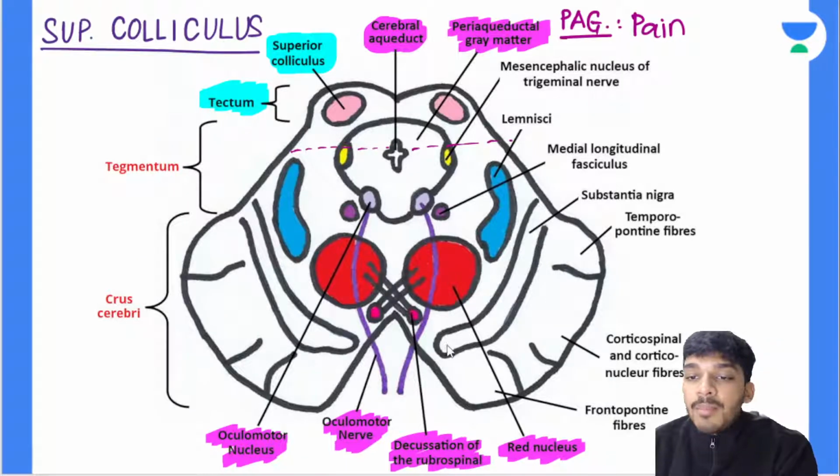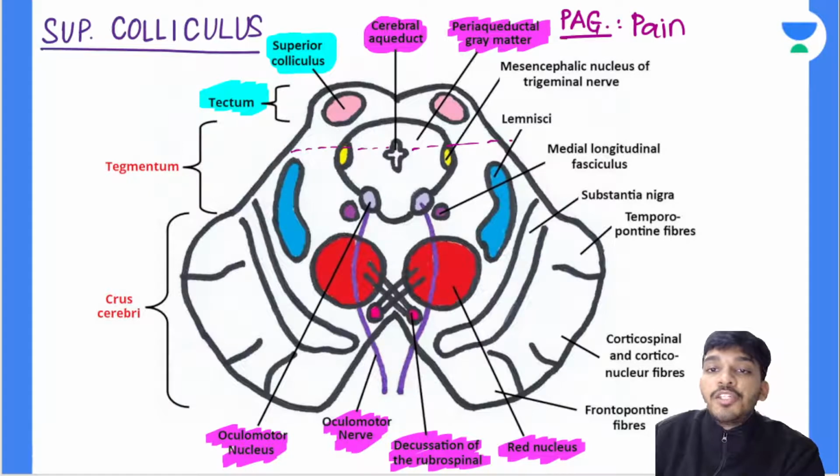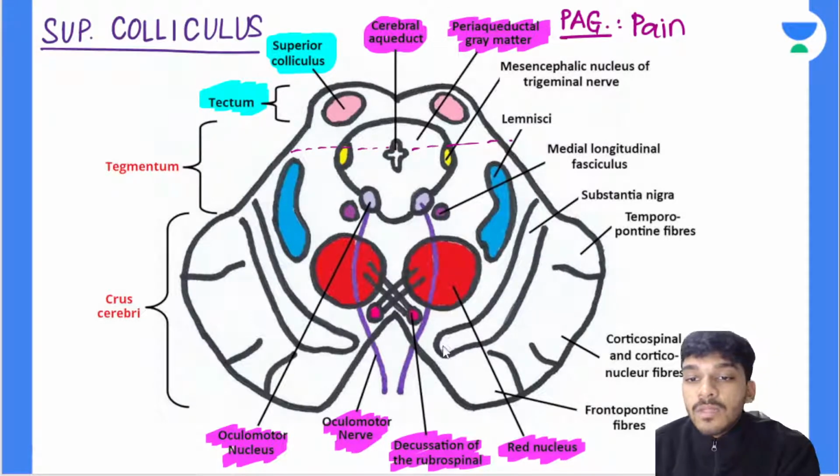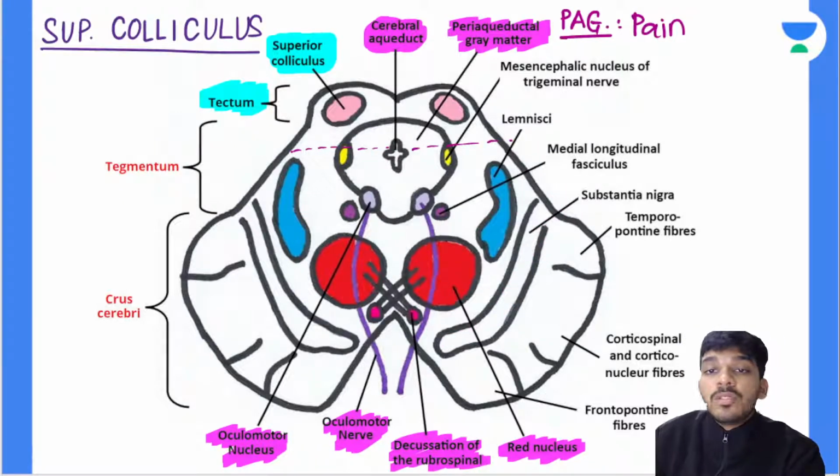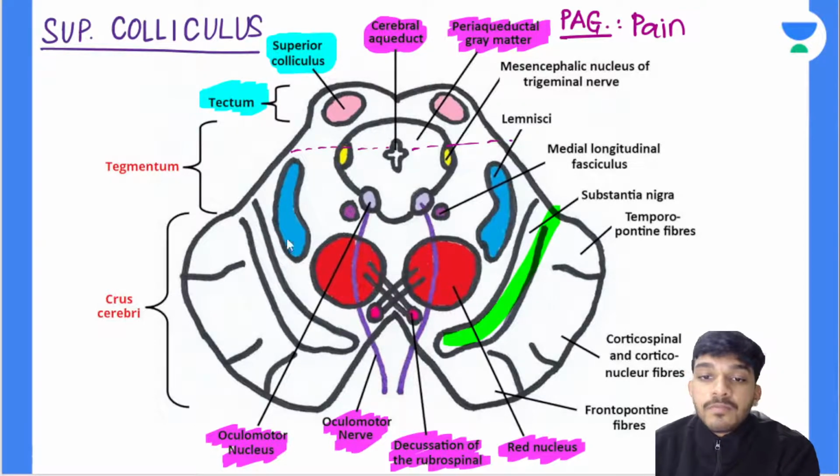Then in front, remember, this was the substantia nigra. This here was the substantia nigra. So I'll put it with a different color, because this might get confused. Put it in green. So this structure here is the substantia nigra.